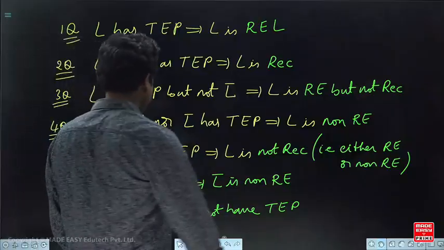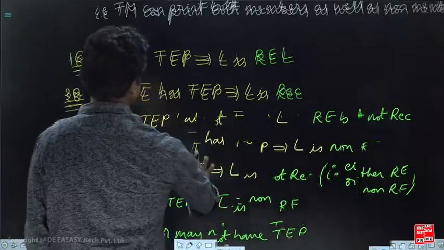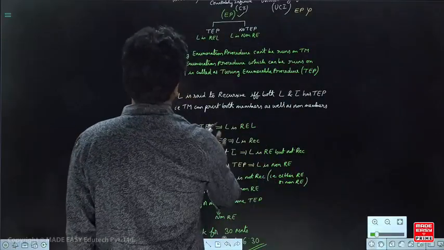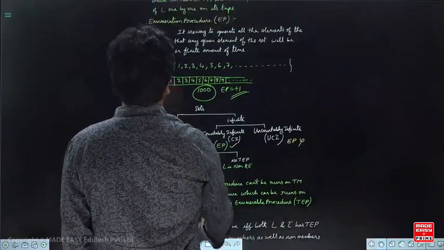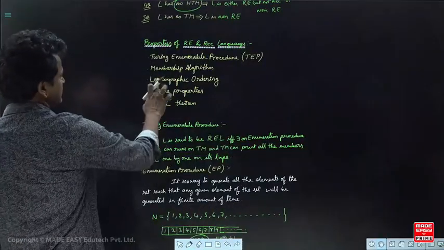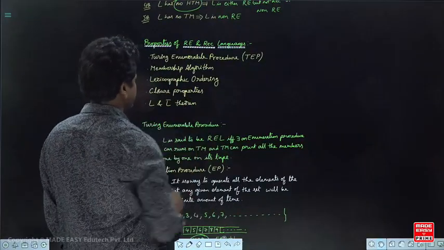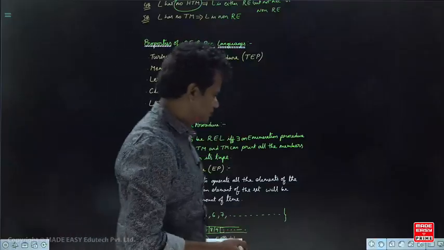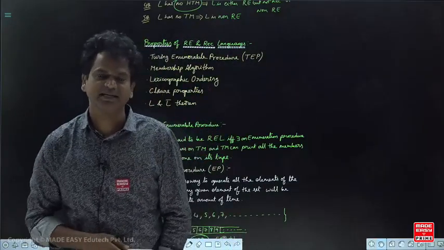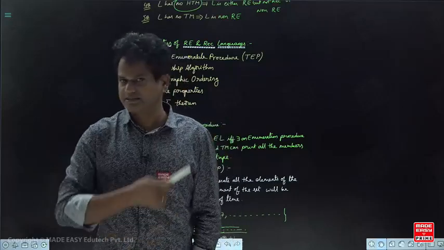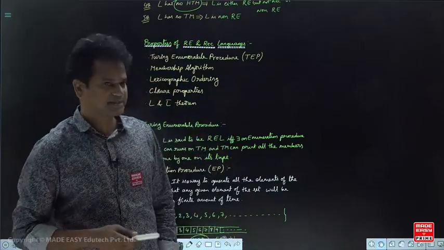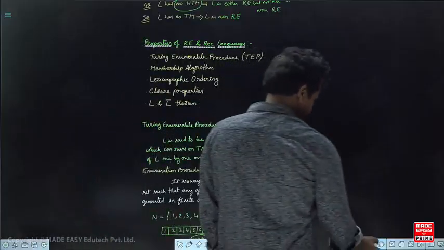So we have completed this Turing enumerable procedure. Now we'll go for membership algorithm, then lexicographic order, closure properties, L and L bar theorem. After that we will go to Chomsky hierarchy. Once I complete the Chomsky hierarchy, we will see all the properties. With that, this topic will be completed. Only one topic will be left, that is undecidability.